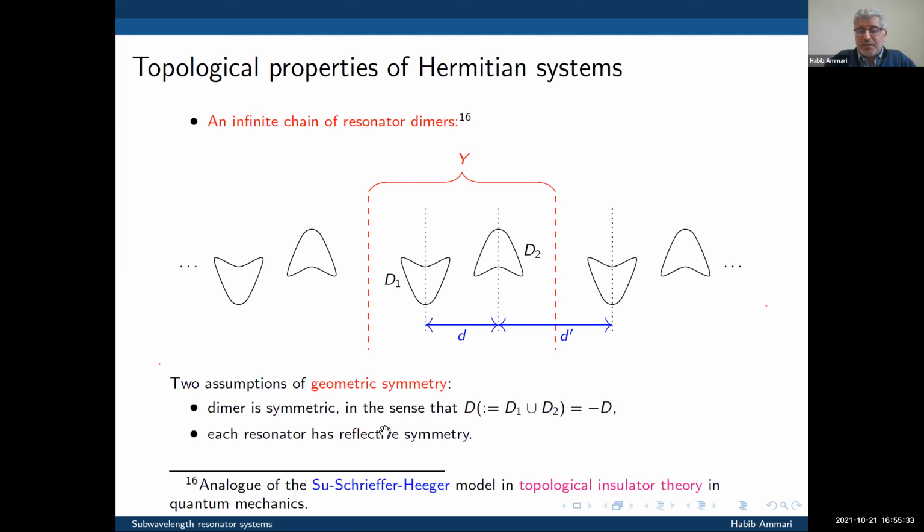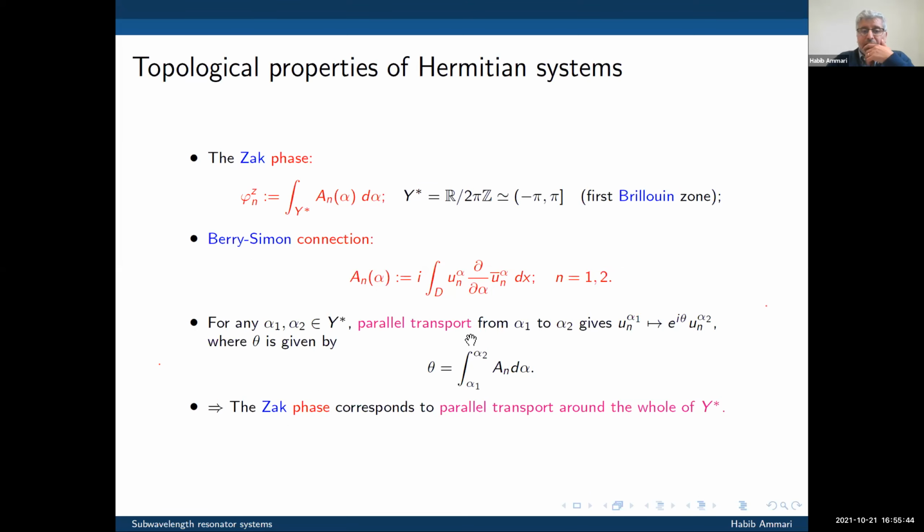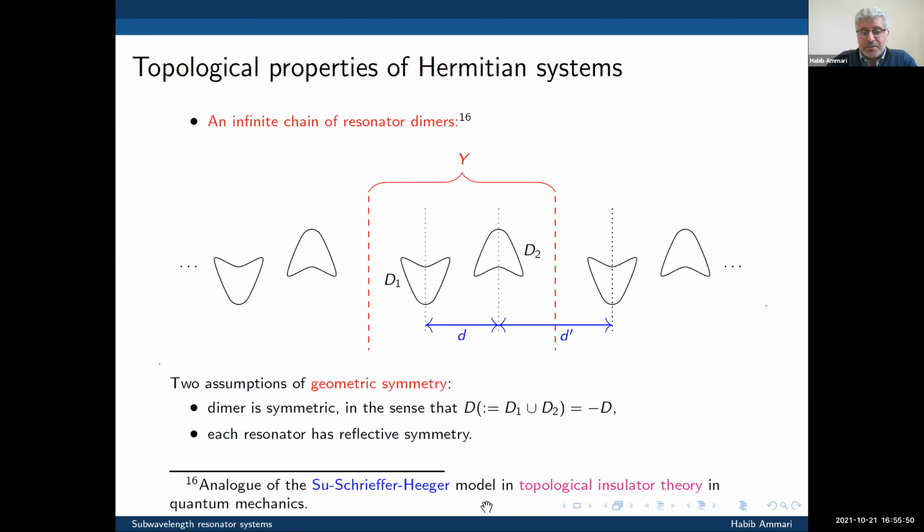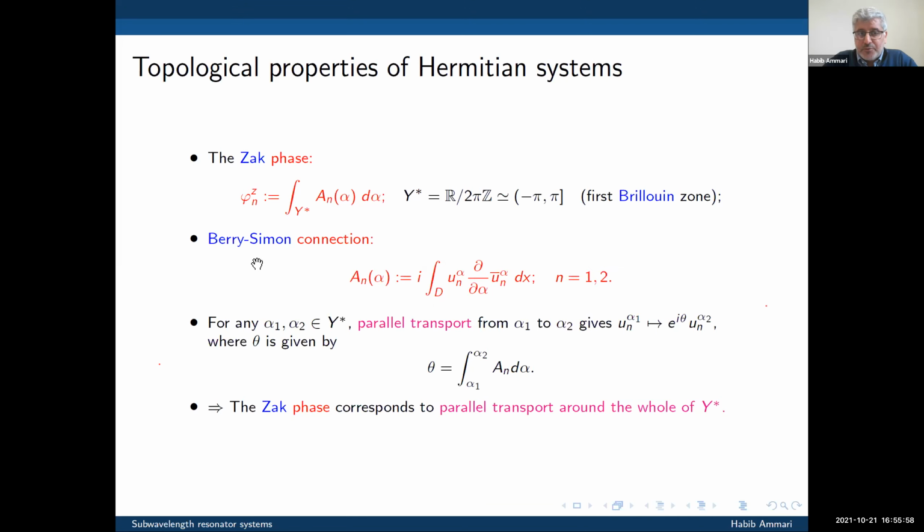So with dimer under some symmetry assumptions, this is distance d, this is distance d prime. D prime is the period minus d. And then what can we prove? Okay, so let me introduce this phase. You take it from this SSH business in topological insulator theory. You first compute the Berry-Simon connection, where there are two modes, right? Each mode has its resonance frequency. So you compute this for n equal to 1 and 2 for the two modes.